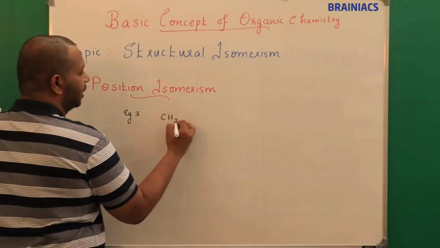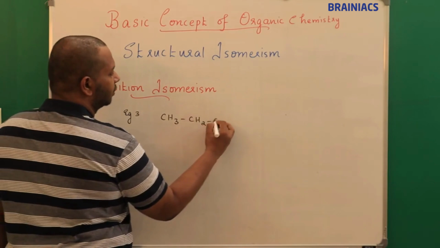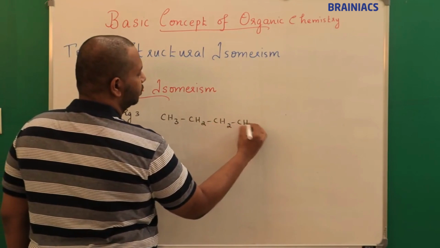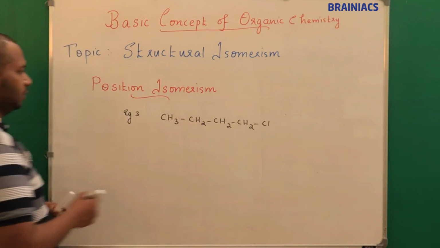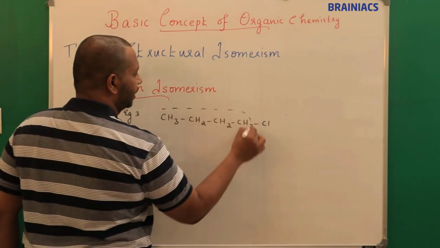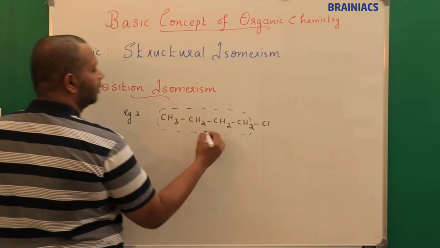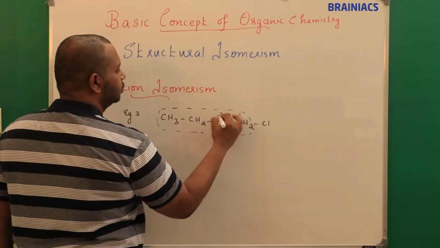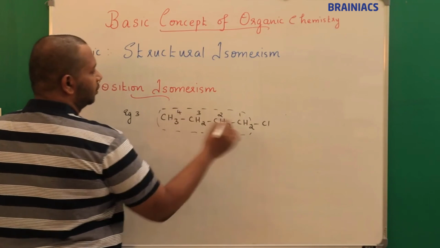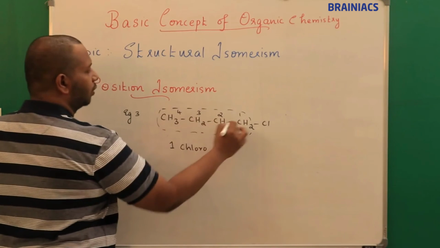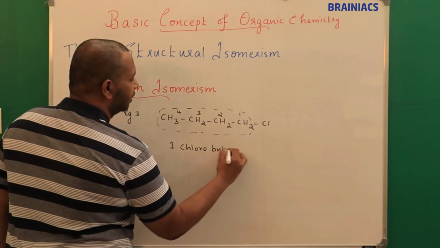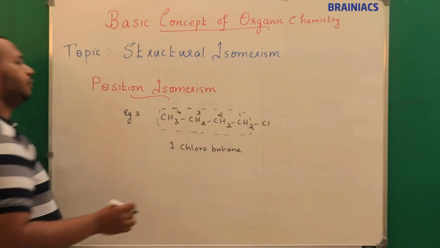Let me say CH3, CH2, CH2, CH2Cl. This is the compound. So how will you name this compound? So I know this is my parent chain. So there is only a substituent present. So 1, 2, 3, 4. So I can say this is 1-chlorobutane.